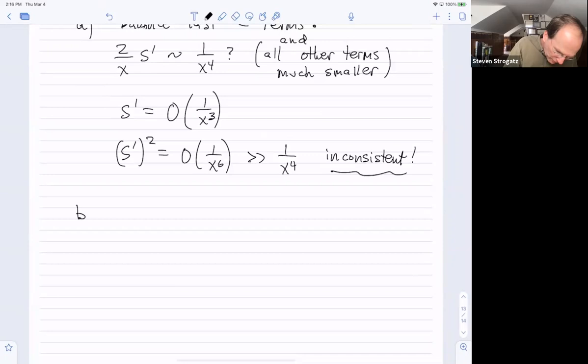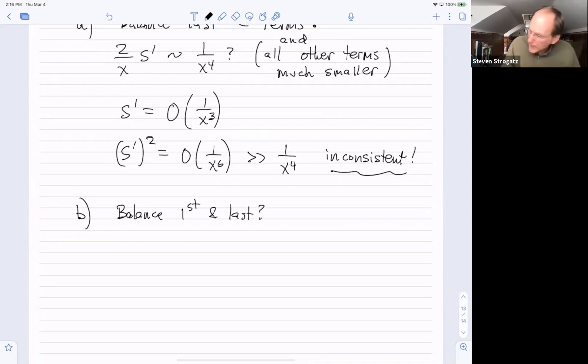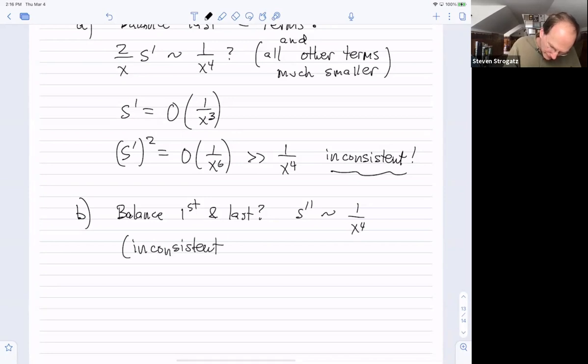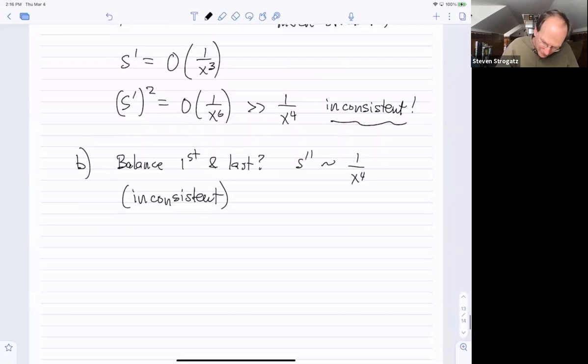Let me just tell you, I don't want to keep you too long over time. If you balance the first and last, that would mean you'd be comparing s double prime to 1 over x to the 4th. I'll let you check that. That also comes out to be inconsistent. So check that for full understanding.